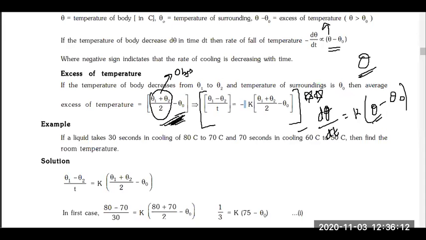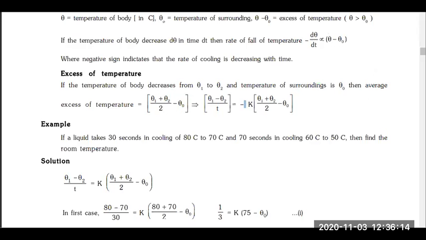Unless and until it is variable. If it is variable, then you have to use differentiation and integration. If theta is given in terms of time or something like that, that is your advanced level problem. So everyone needs to remember this. I hope all of you are clear what is theta 1, what is theta 2, what is theta naught.